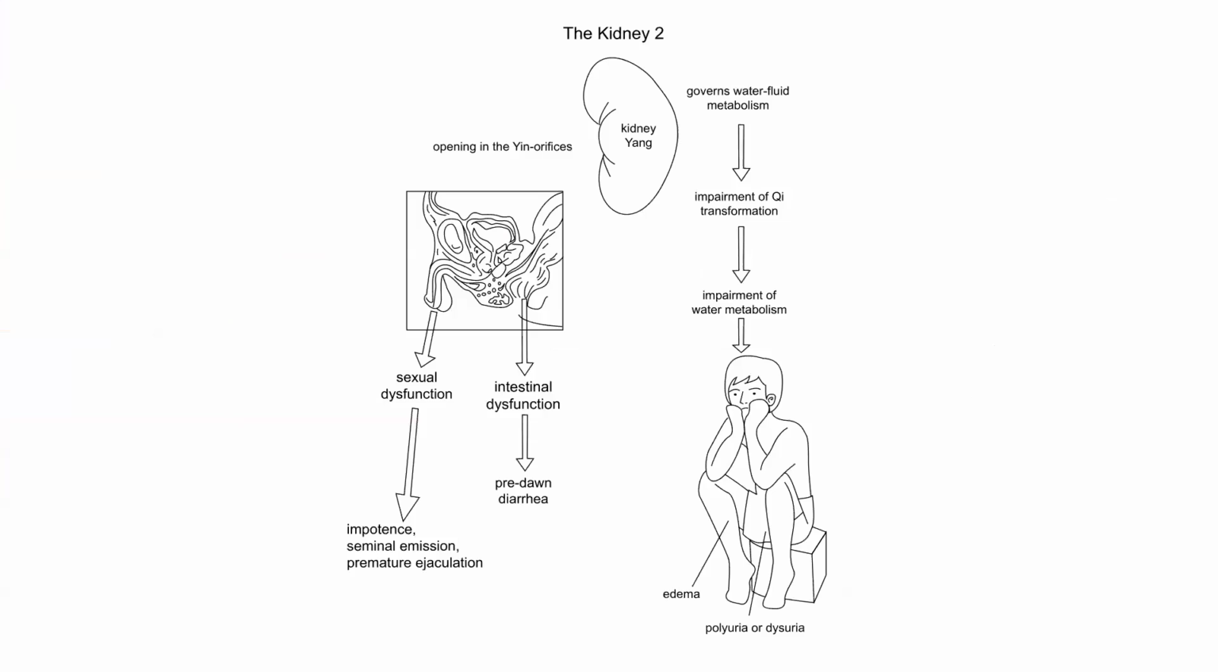Here is a diagram or an illustration of the kidney. The kidney yang governs water and fluid metabolism. An impairment of qi transformation will lead to an impairment of water metabolism, resulting in edema and polyuria or dysuria. The kidney in the yin opens in the yin orifices, and dysfunctions here will lead to sexual dysfunction or intestinal dysfunction. Intestinal dysfunction will manifest with pre-dawn diarrhea, and sexual dysfunction will manifest with impotence, seminal emission, and premature ejaculation.